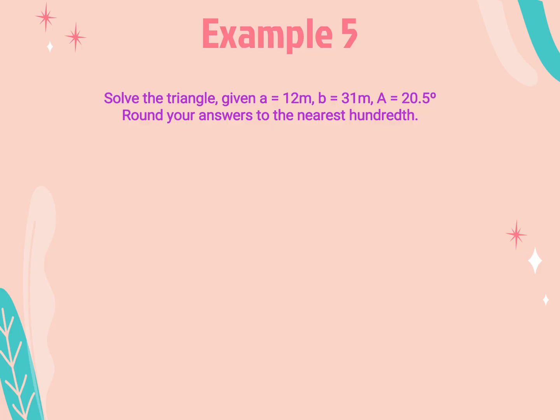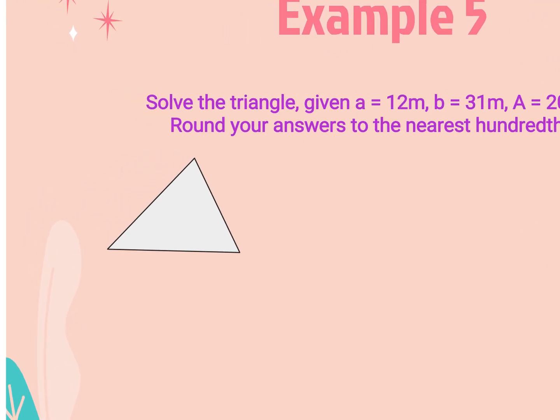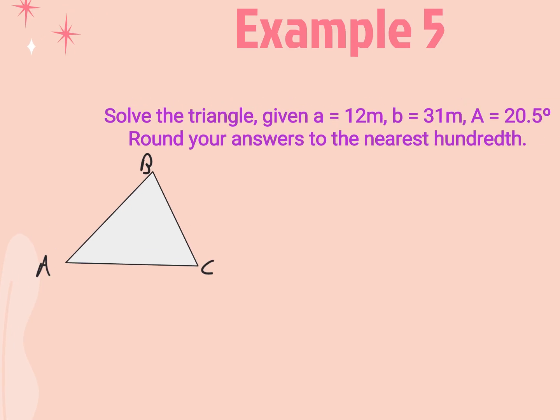Let's try one more. This is a good one. Same idea, same steps. We're going to label every side, every angle that we have. So A, B, C. A is 20.5 degrees. Side A is 12 meters. And then side B is 31 meters.